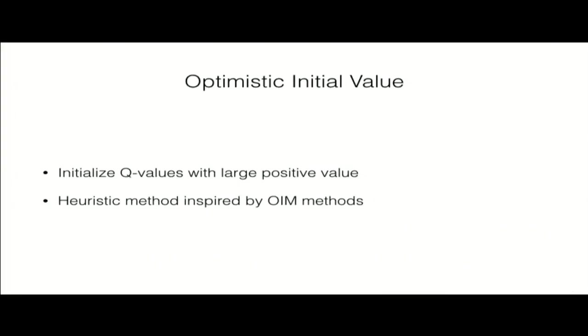There's another idea, mostly more heuristic, called optimistic initial value, where you have a value function, usually a Q function, and you initialize your Q values with some large positive value. That way, when you visit a state for the first time and there's some action you haven't taken yet, you think that action is really good. Over time, the action value gets driven down. So that's one general class of methods, which is mostly heuristic, inspired by the optimistic initial model methods, but more computationally tractable.